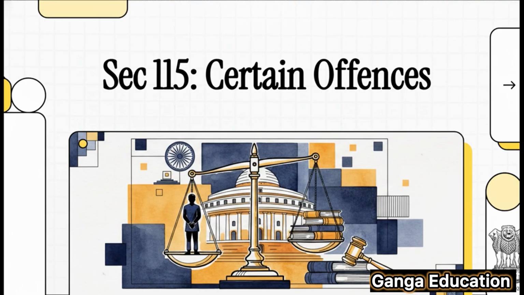Today, we are going to tackle an absolutely crucial section from the new Bharatiya Sakshya Adhiniyam 2023, that's Section 115. Now, this section deals with the presumption as to certain offenses. For all you judiciary and APO aspirants, this is a real game changer. So let's dive in and master it step by step.